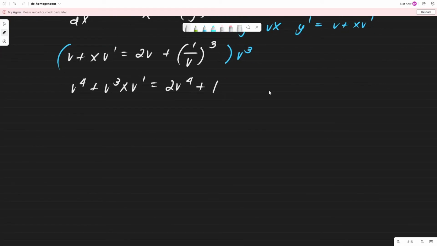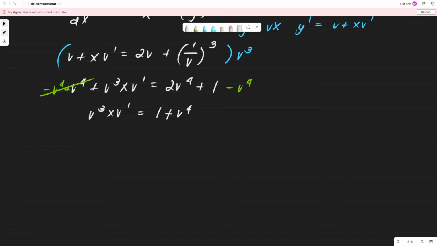So we can now subtract v to the fourth on both sides. So this one will be cancelled, and this will become just v to the fourth. So we have v cubed x v prime is equal to 1 plus v to the fourth, because 2v to the fourth minus v to the fourth is simply v to the fourth.